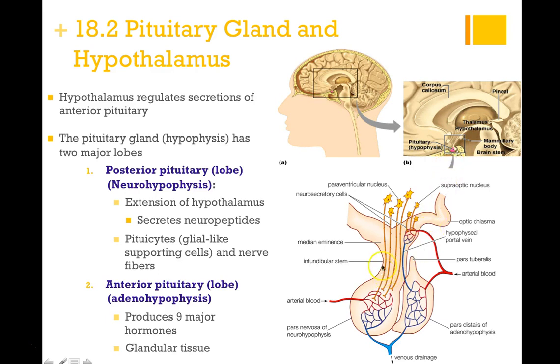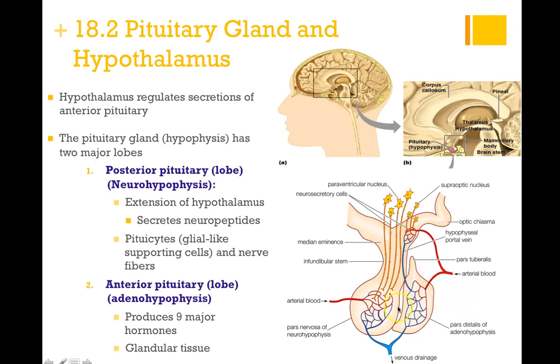Now our pituitary gland, in this more zoomed in picture, you will find that it has two major lobes. We have a posterior lobe, and this is known as the neurohypophysis, mainly because we have more neural fibers moving through here, and it secretes neuropeptides. We also have some cells in this posterior pituitary called pituicytes. These are glial-like supporting cells, and we also, as I mentioned, have nerve fibers in here.